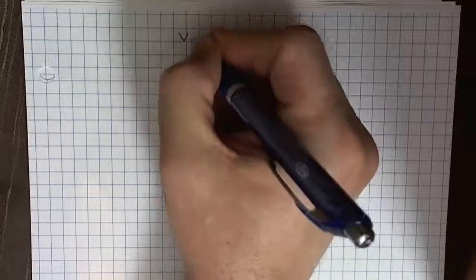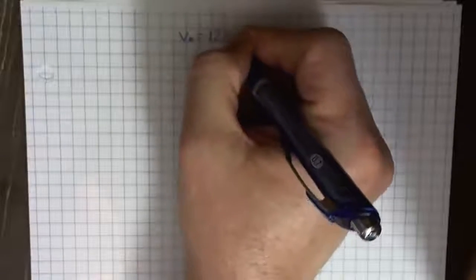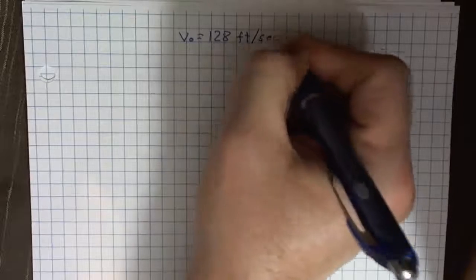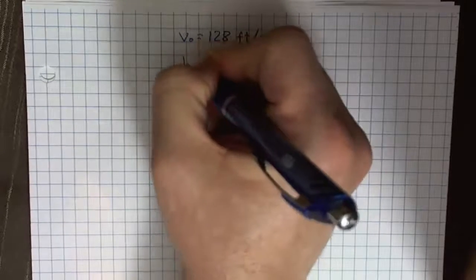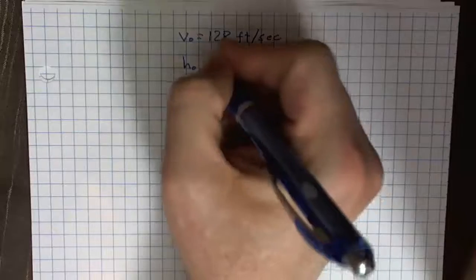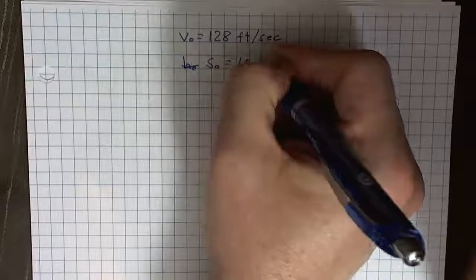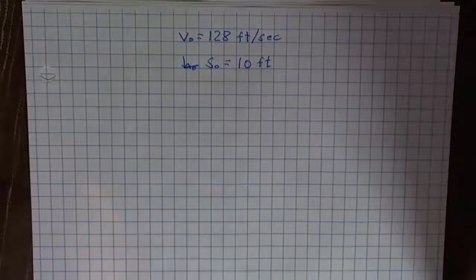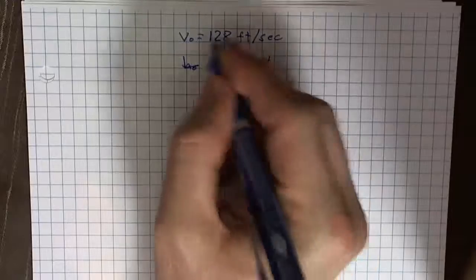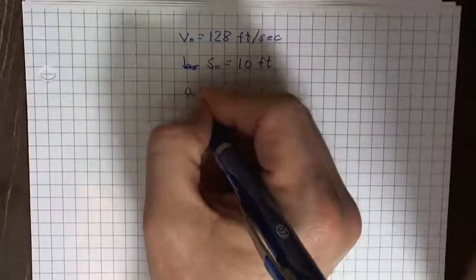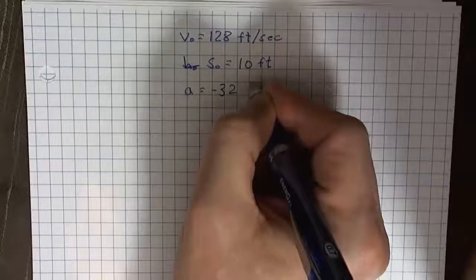There you have it. Okay, now let's make the problem a little more complicated. Let's suppose that the initial velocity is 128 feet per second. And let's suppose that the initial height of the object, I guess we've been calling it S, is 10 feet. So we still proceed the same way because our acceleration is still negative 32 feet per second squared.